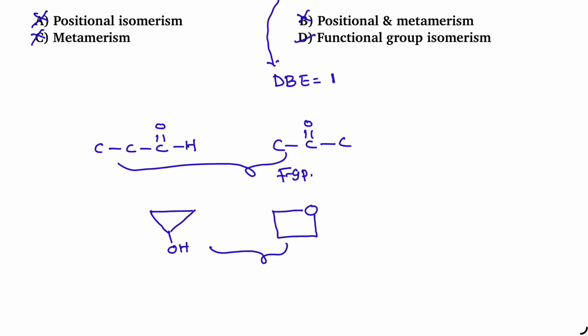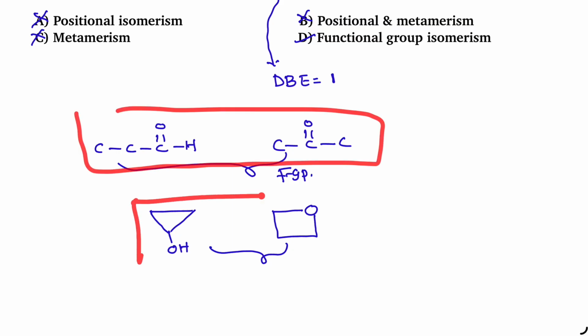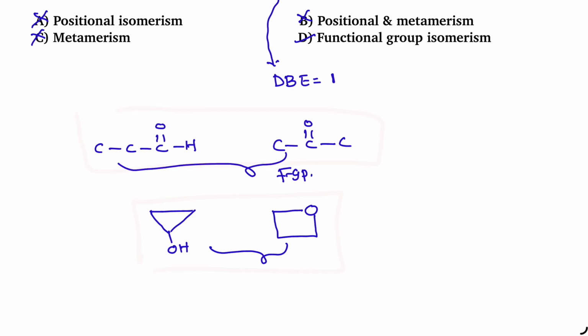Functional group isomerism, yes, it can show functional group isomerism. We can write aldehyde and ketone, cyclic alcohol and cyclic ether as well. So the answer will be D.